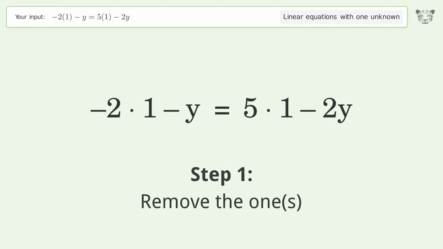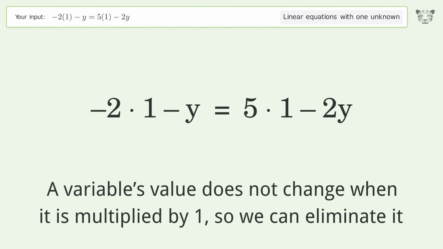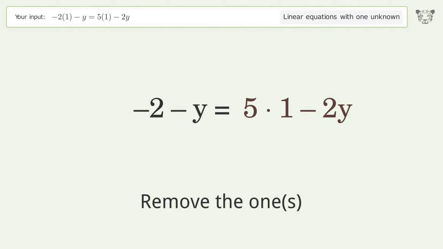Remove the ones. A variable's value does not change when it is multiplied by 1, so we can eliminate it. Remove the ones.